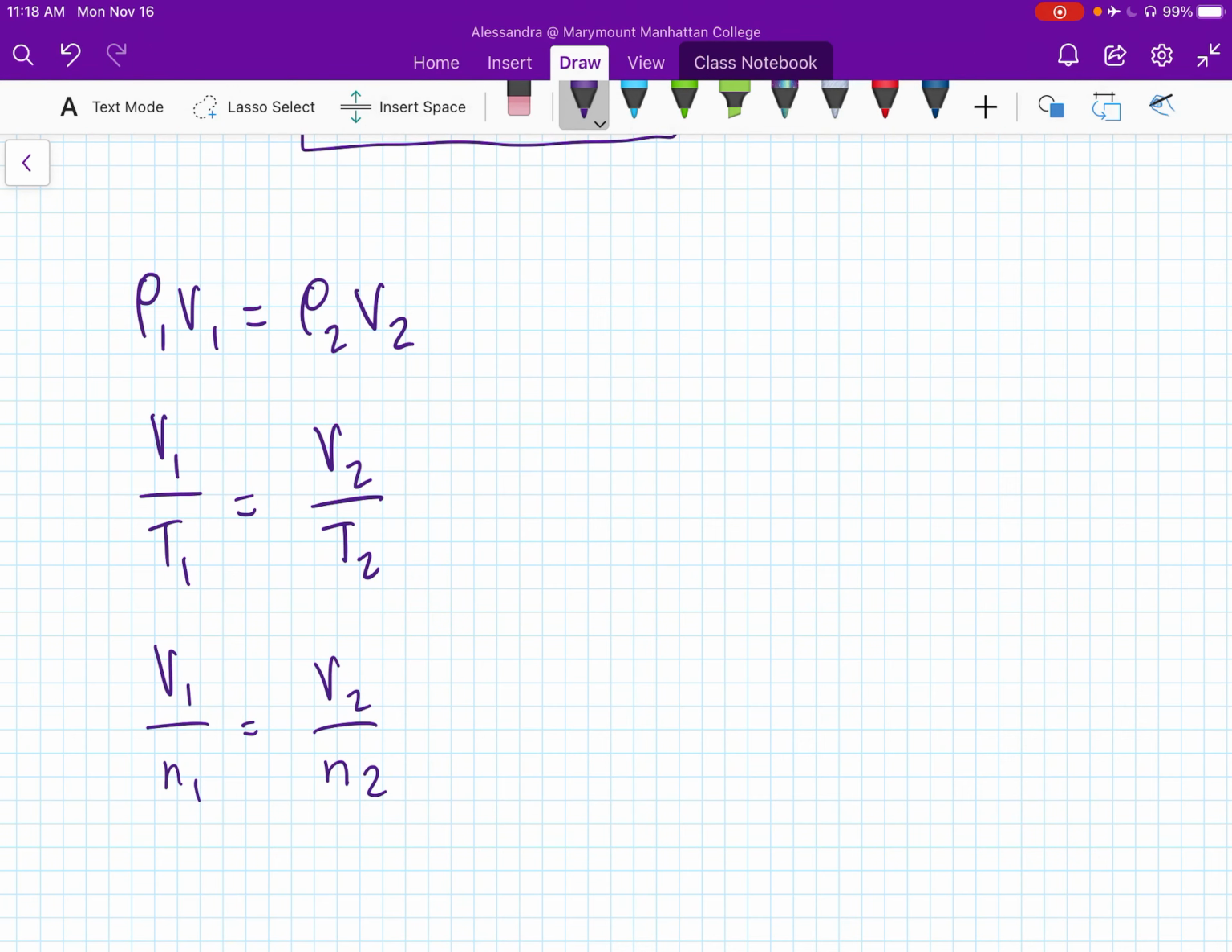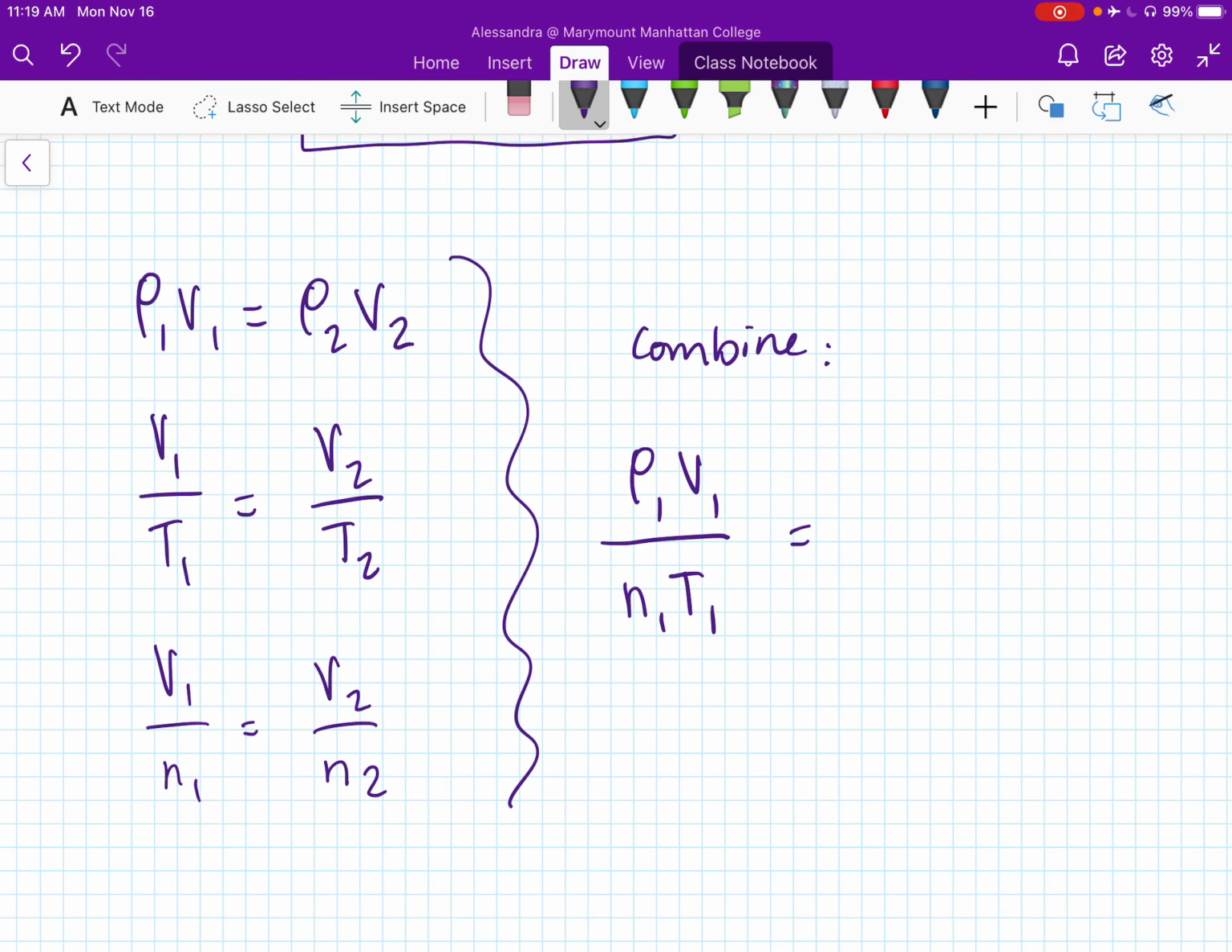of moles of gas. So if you combine all of those, you can get an ultimate combined gas law of P1 V1 over N1 T1 equals P2 V2 over N2 T2. Say that 5 times fast. P1 V1 over N1 T1 equals P2 V2 over N2 T2. Okay, that's combining Boyle's law, Charles's law, and Avogadro's law together.